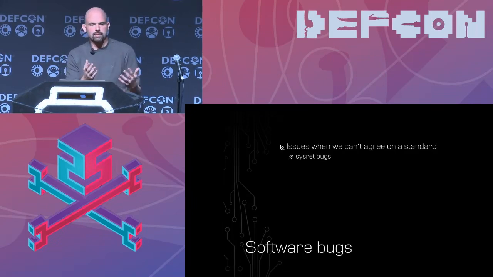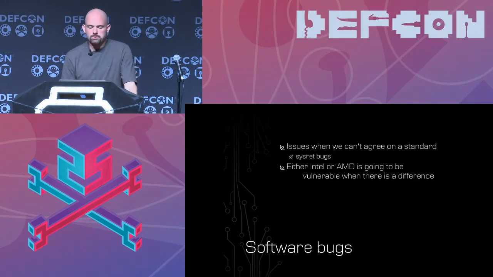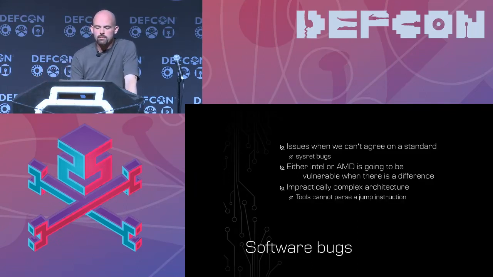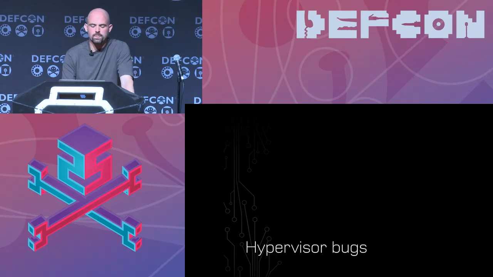The last time that happened, when Intel deviated from AMD's specifications just a little bit, it resulted in a very serious vulnerability called the sysret bug that allowed kernel privilege escalation. So you might think, well, why don't we update all of our tools to fix this issue? Why don't we just do it the way Intel does? They have 95% of the market share. Well, you can do that, but then AMD is going to be vulnerable. There's really no winning here. There's no correct answer. And I think it just highlights the impractically complex nature of this architecture when tools can't even analyze a simple jump instruction correctly.